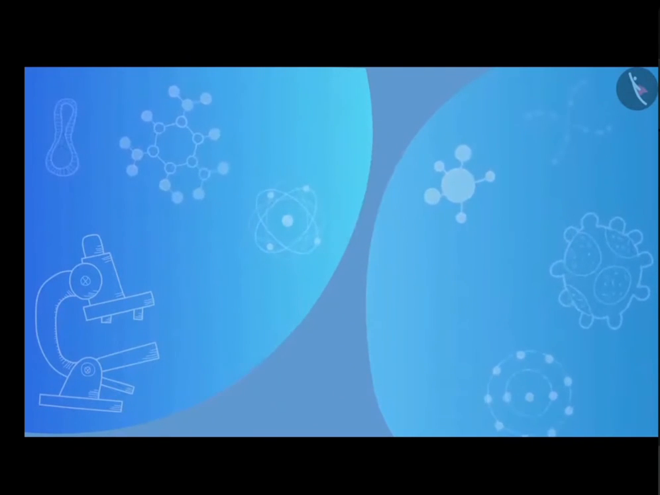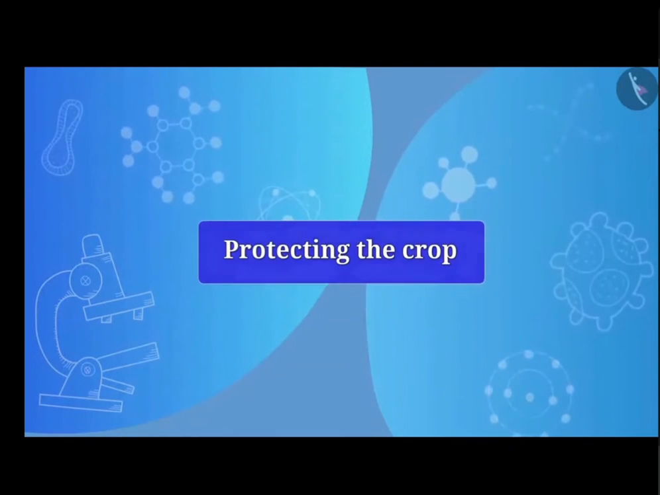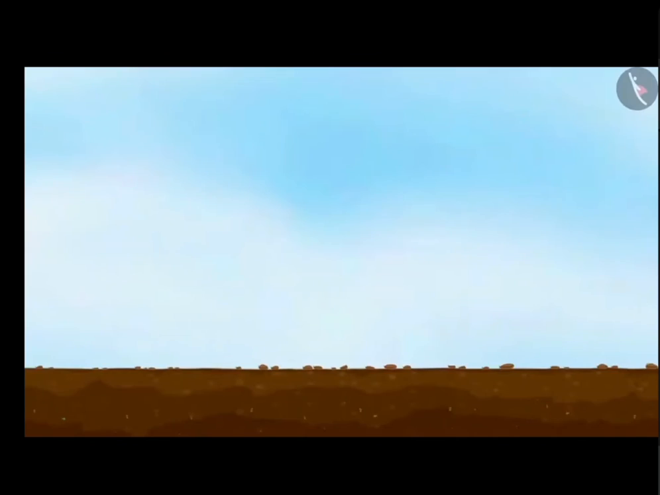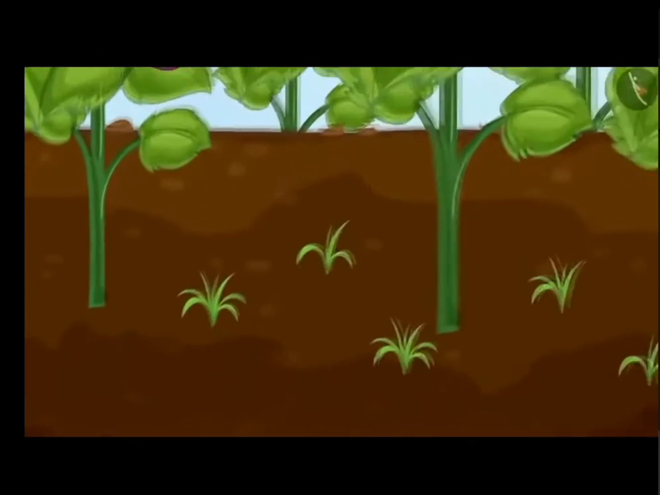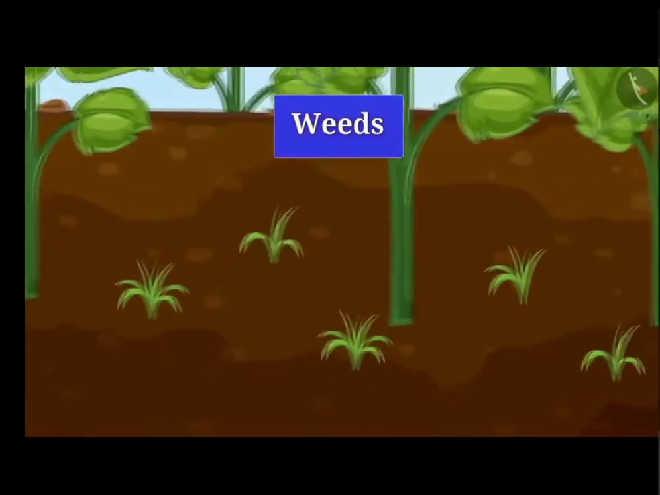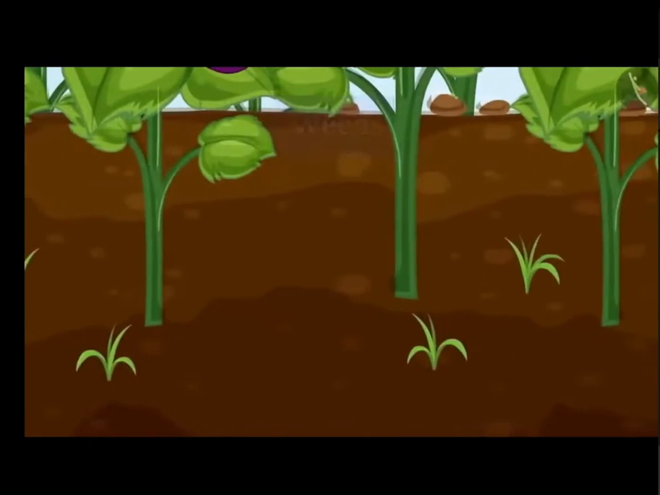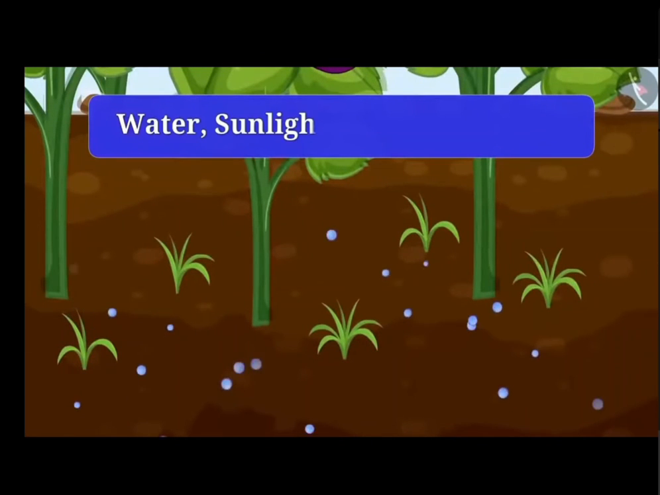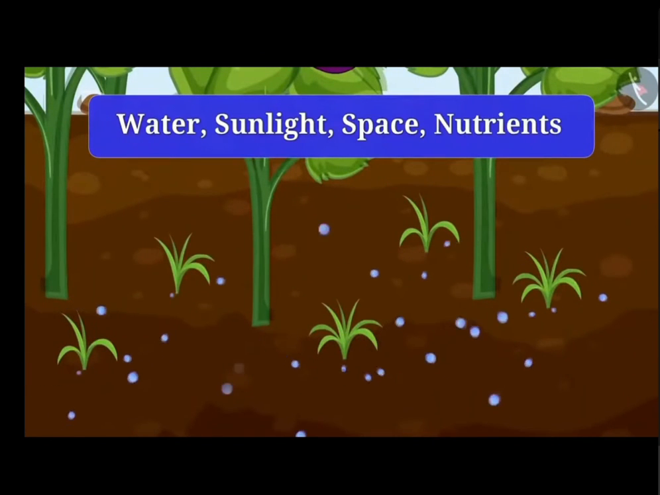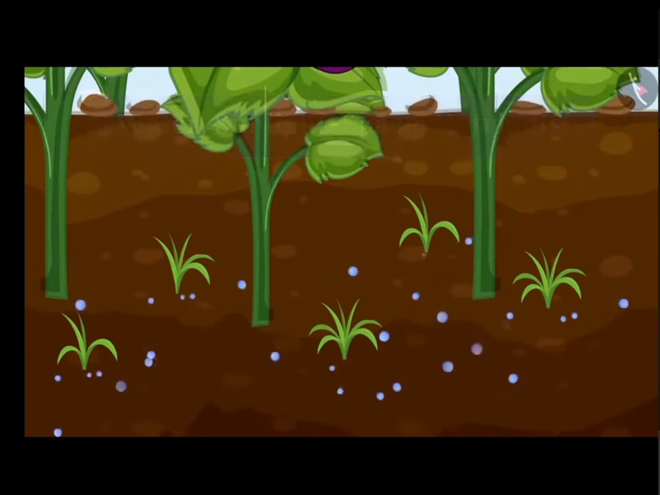Let us now understand how crops can be improved by protecting the crops. Friends, if you look carefully at a grown cropland, you can see small unnecessary plants growing with the crop. These are called weeds. Do you think weeds are harmful to the crop? These weeds compete for water, sunlight, space, and nutrients. Therefore, it is very important to remove the weeds.